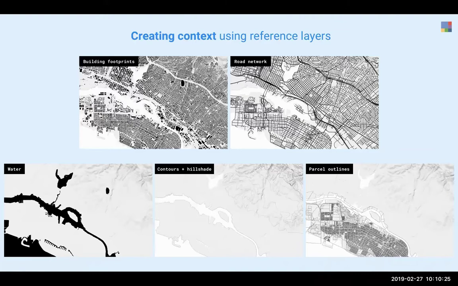I prefer to have more of an additive approach to working with these, starting with one or two and seeing if those do the trick in providing enough context. Using too many context layers could obscure the feature layer that you're actually trying to emphasize in your map.